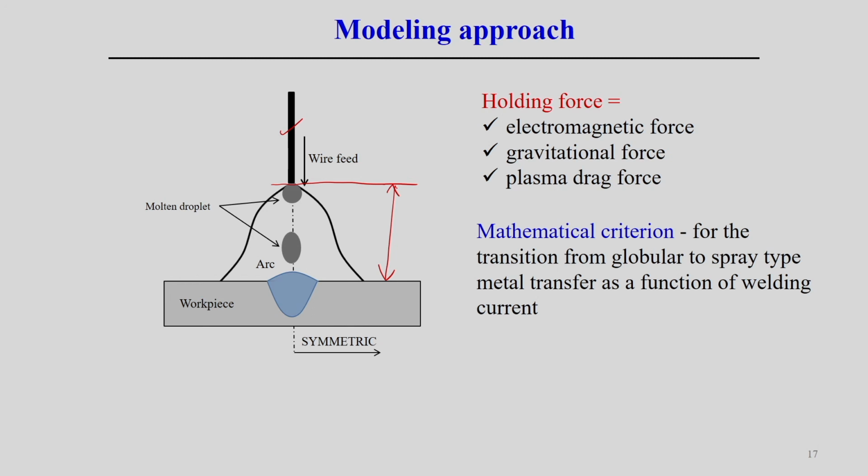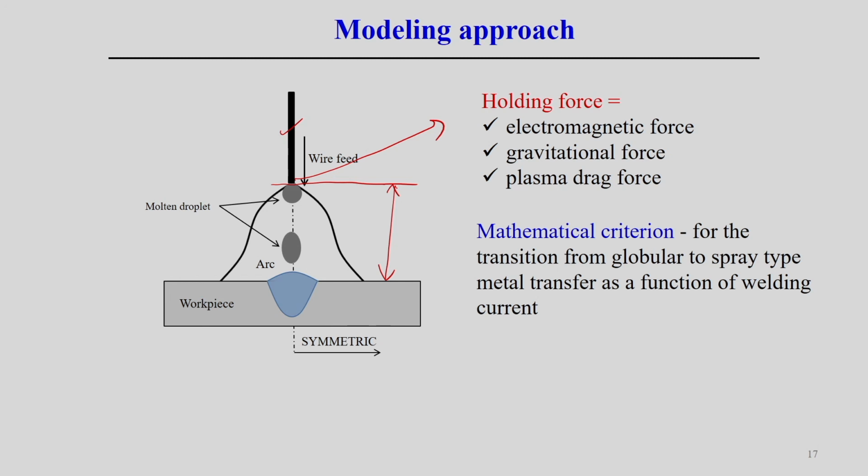Now, regarding this holding force, first we can set some criteria at this point for what kind of droplet formation will be there, but this can be considered independent of the modeling approach. That means the temperature distribution and flow field are independent of the condition for the metal transfer mechanism associated with this particular process.